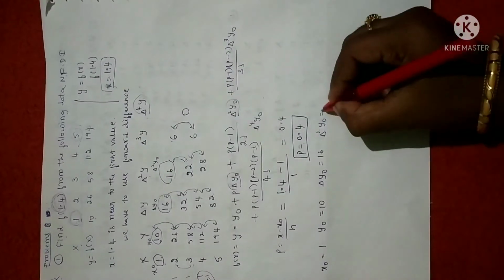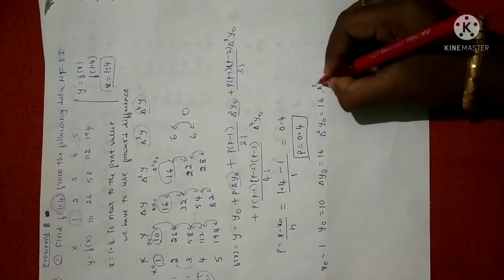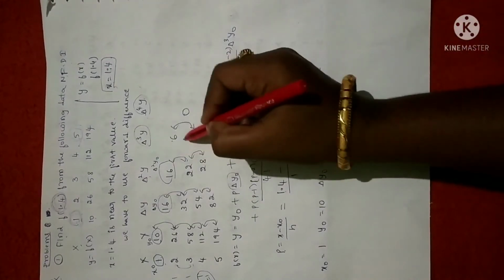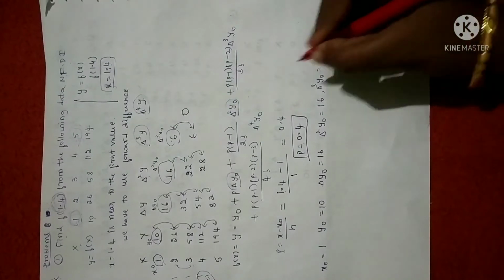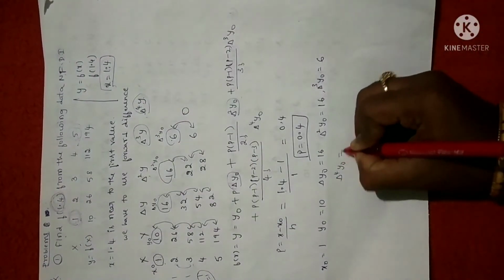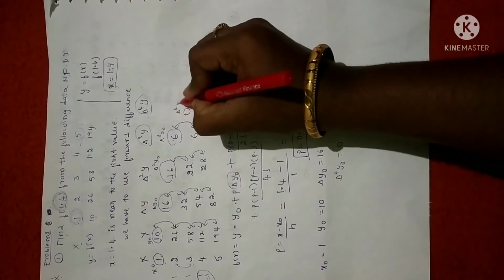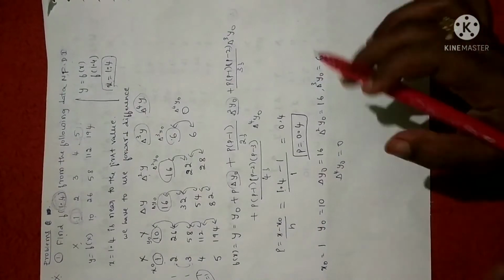First value is the y naught value. Next delta cube y naught. Delta cube y naught is the first value of this. Delta cube y naught is 6. Next delta power 4 of y naught is 0. Why? Because the first value is 0 only. So this is the value extraction. Fine. I'll just repeat once again.